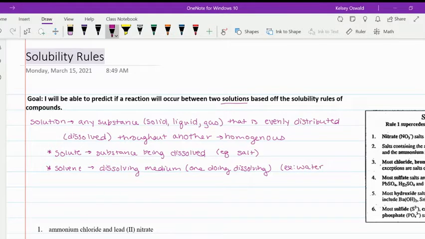And when our water is our solvent, we have a specific name for that solution. That is what we call an aqueous solution. That's going to be a big idea in this unit because most of the solutions that we're going to be looking at are going to be aqueous. Again, that is where we have water as our solvent, or where water is doing the dissolving.